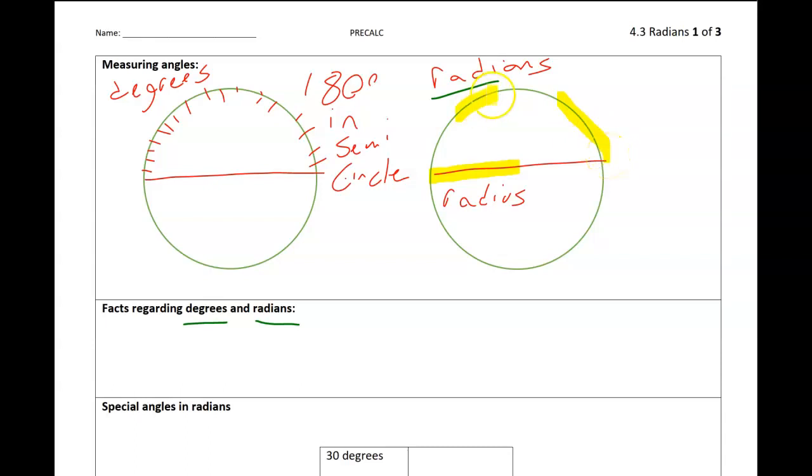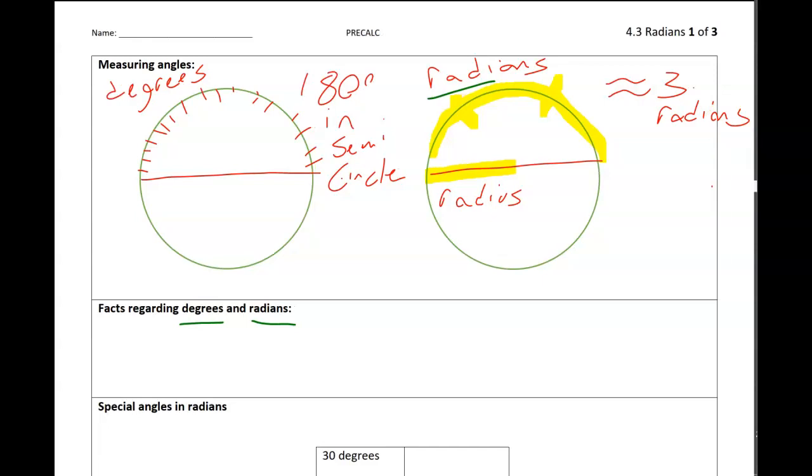And if you look very carefully, it would be like 1, 2, and just a little bit less than 3 if you draw it carefully. I didn't draw it super precisely, but it comes out to be a little bit less than 3, or a little bit more than 3 radians around the outside of the circle. So right now, I'm going to say about 3 radians.